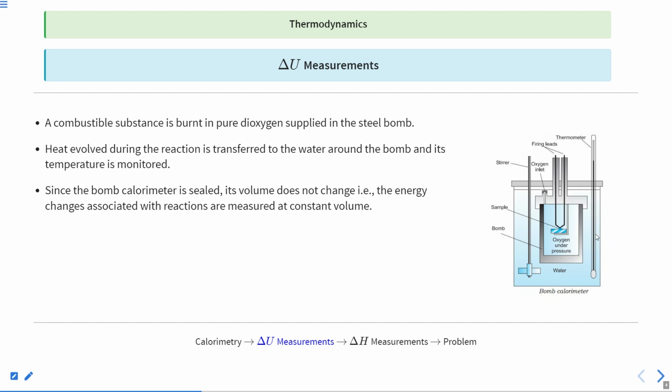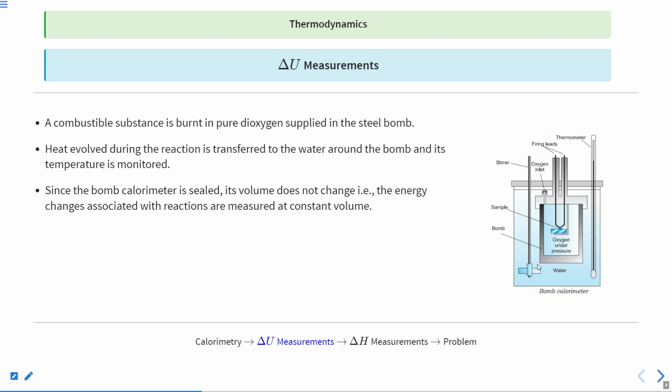So we take a combustible substance, we burn it in dioxygen in the steel bomb, and the heat involved will be transferred to this water. And why is the stirrer here? The stirrer makes sure that the heat transferred from the calorimeter to the water is evenly distributed. You could think it would distribute evenly even if we don't do it, but to make it properly homogeneous, we put a stirrer here.